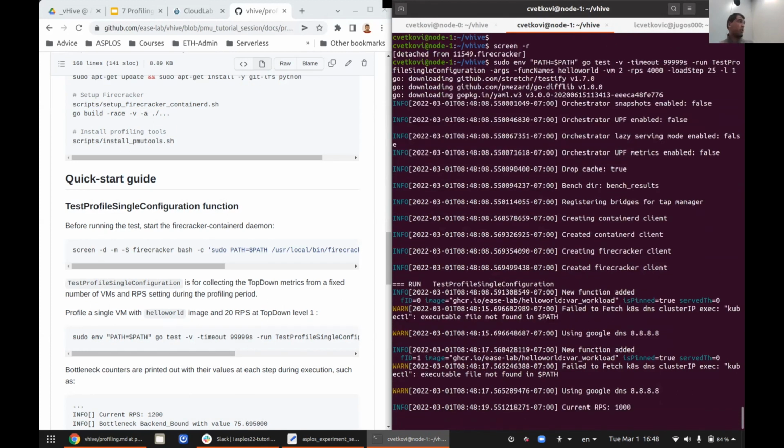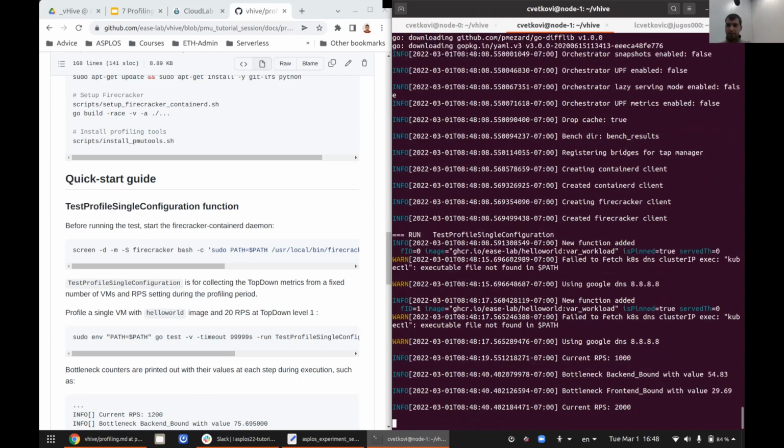Yeah, let me tell you, so this takes time. And in case you want to run it with something that is more fine-grained, then it will take much more time. We are going to see some output soon. Okay, it's running, and it gives us the percentage that this hello world function that I'm using on this single host is backend bound, with a percentage of 54.83.